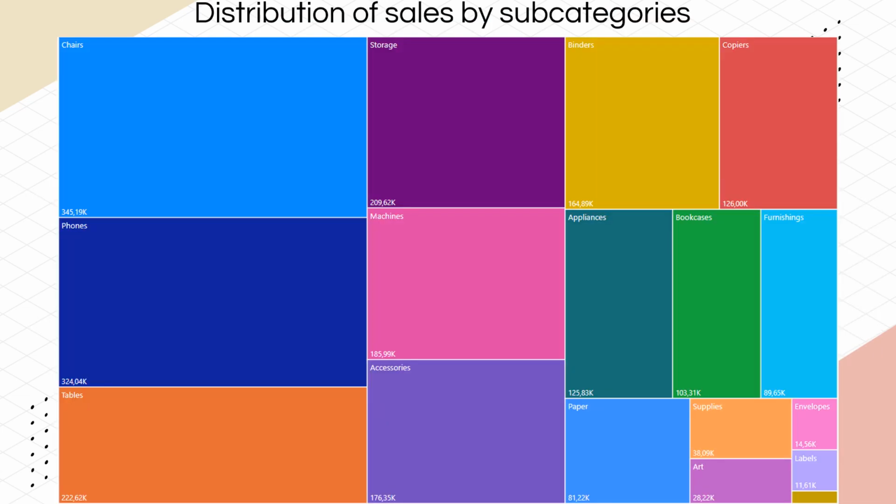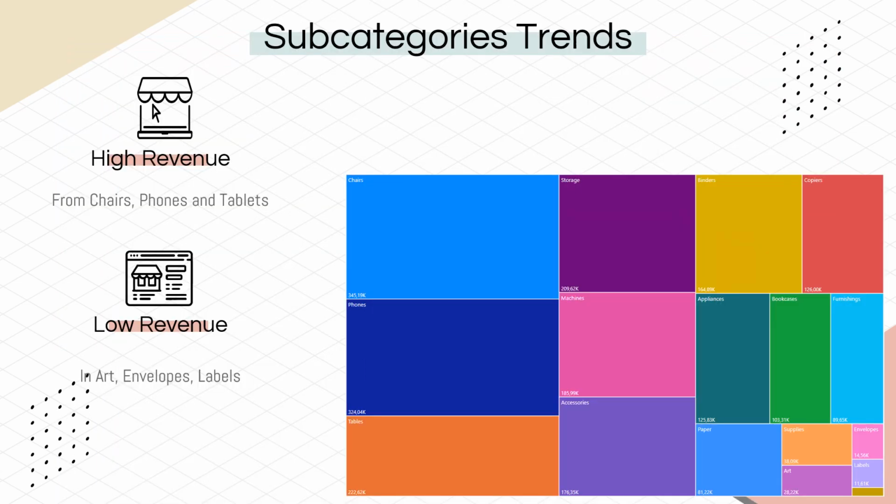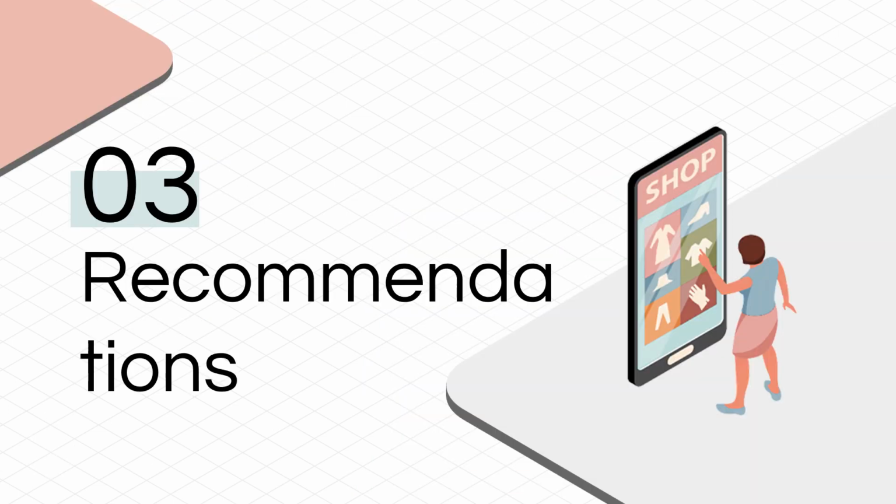But what about the subcategories? What is the variety of them, and to what extent are they profitable? In terms of product categories, chairs, phones, and tablets lead in revenue, while art, envelopes, and labels show lower sales. The disparity suggests room for diversification and the potential to explore and expand into less saturated markets. These were the main findings related to the business.